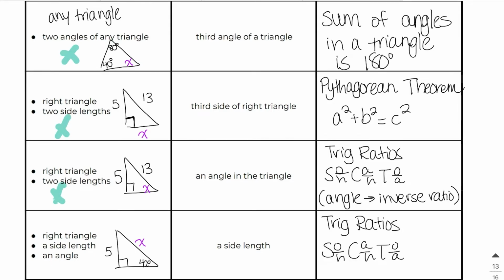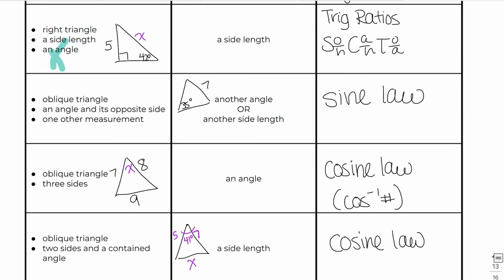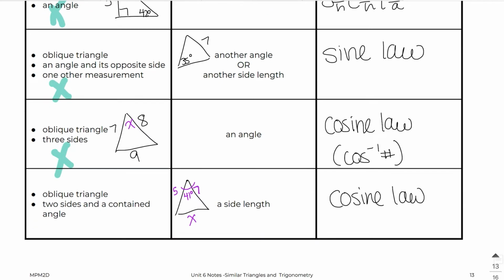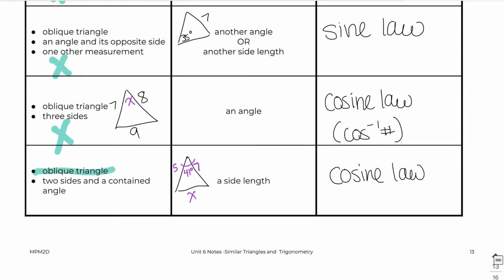It's not a right triangle. We have an oblique triangle, but we don't have an angle and its opposite side. So we're not going to do that. It is an oblique triangle, but we don't have 3 sides. It is an oblique triangle, and we have 2 sides and a contained angle. We're trying to find a side length, so we are going to be using cosine law.